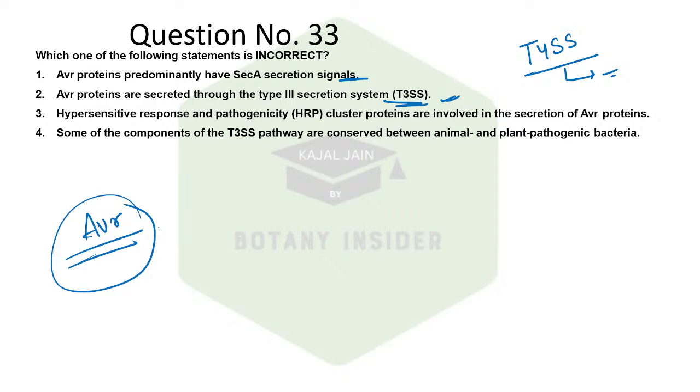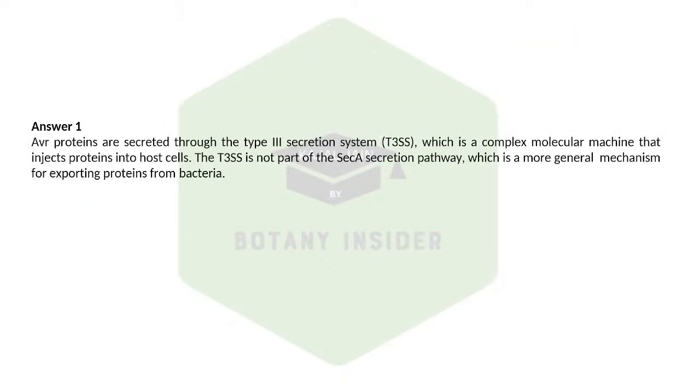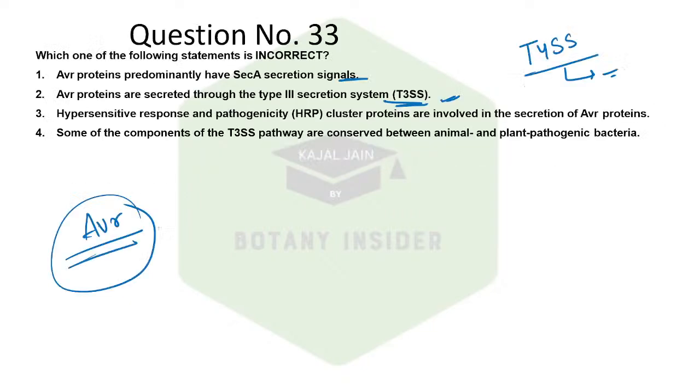Okay, let's look into the answer for this question. The answer for this question is option number 1. That is AVR proteins predominantly have SEC secretion signals. This is an incorrect statement. Except for this, all the other 3 statements are correct.